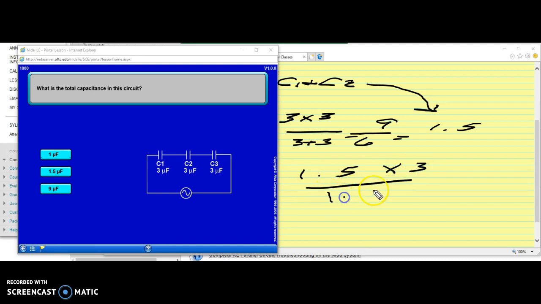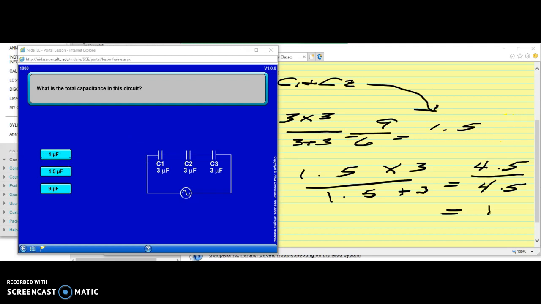Over 1.5 plus 3 equals, and I think I know what's going on, so I'll fix this after we calculate this. So that equals 1.5 times 3 is 4.5, and 1.5 plus 3 is 4.5. So this is C1 and C2's equivalent along with C3, which gives us 4.5 over 4.5, which gives us 1. So we got the answer over here.